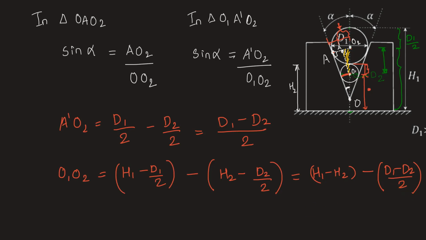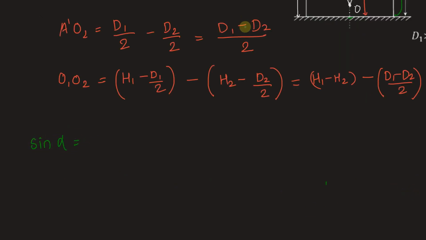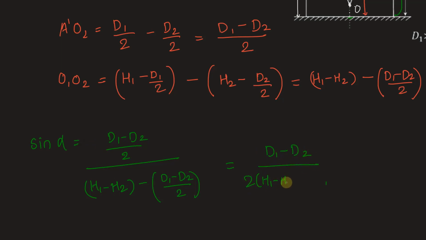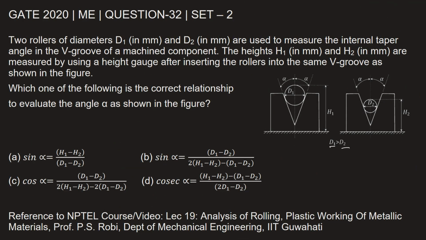Let's calculate sin alpha now. We have sin alpha equal to this upon this: D1 minus D2 by 2 upon H1 minus H2 minus D1 minus D2 by 2. Let's just multiply the numerator and denominator with 2. So we have D1 minus D2 upon 2 into H1 minus H2 minus D1 minus D2 again. Let's go back and mark the correct option. So the answer that we calculated here is given in option B. Sin alpha can be calculated using this relationship.